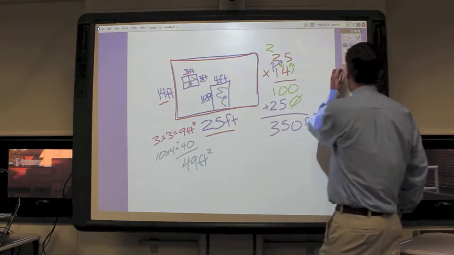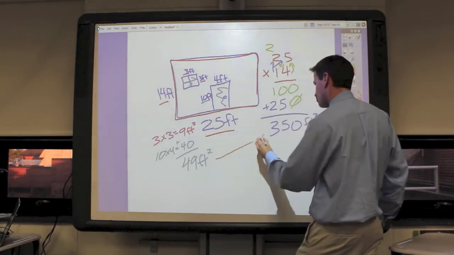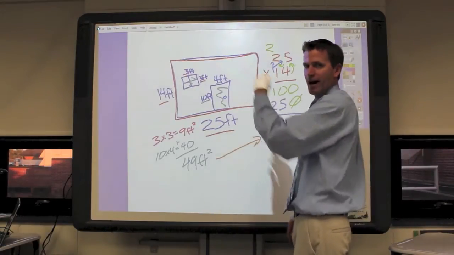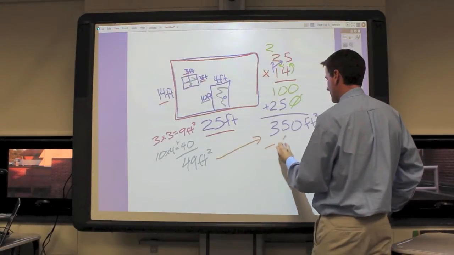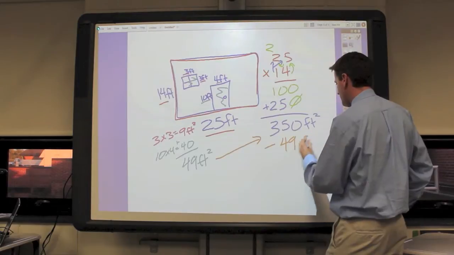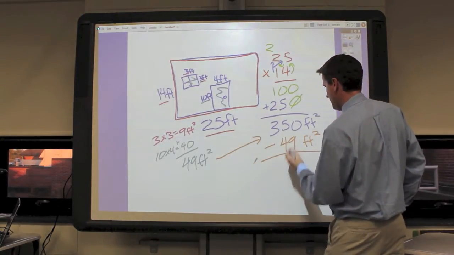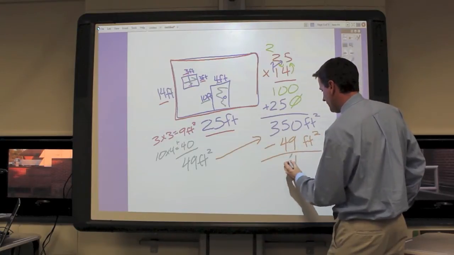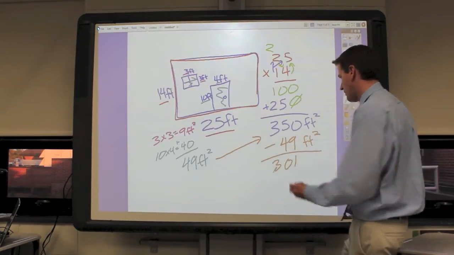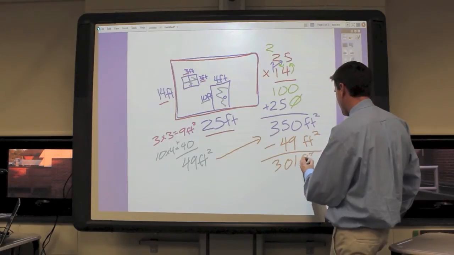Now remember, we're going to take this number and we're going to subtract it from the area of our actual wall. So I take minus 49 square feet, and I'm going to subtract these, okay? 50 minus 49 would get me 1, and then I have my 301. So it will be 301 square feet.